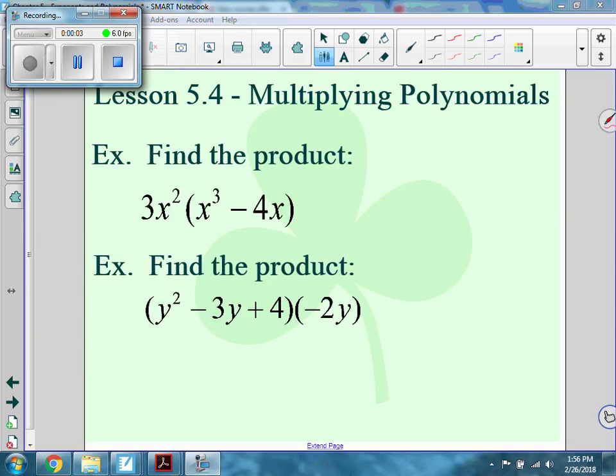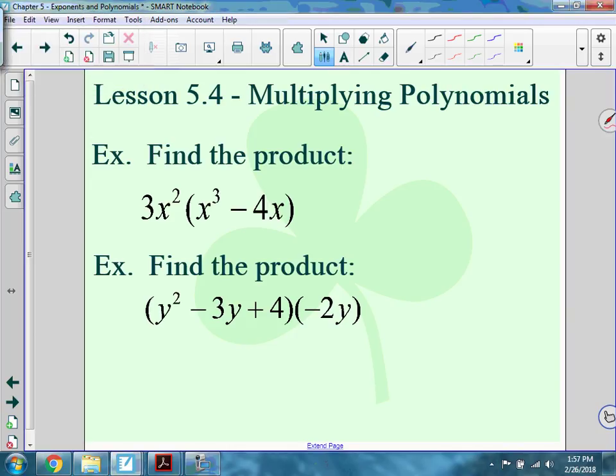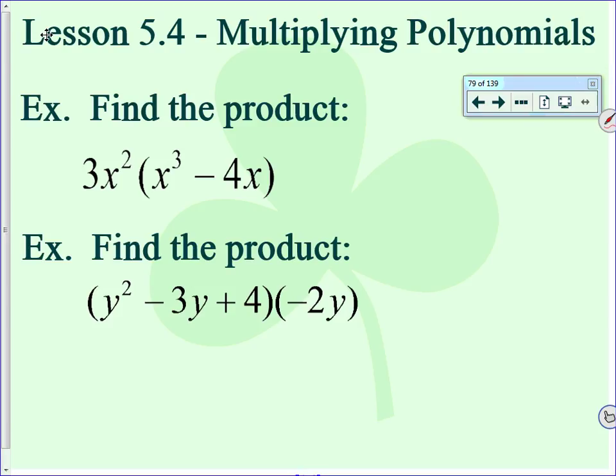3x squared plus 4x squared is 7x squared. It's like 8 fish plus 7 fish is 15 fish. It's just add. All right, the power doesn't change. But here, today, we're going to talk about multiplying polynomials. And when you multiply, powers can change.